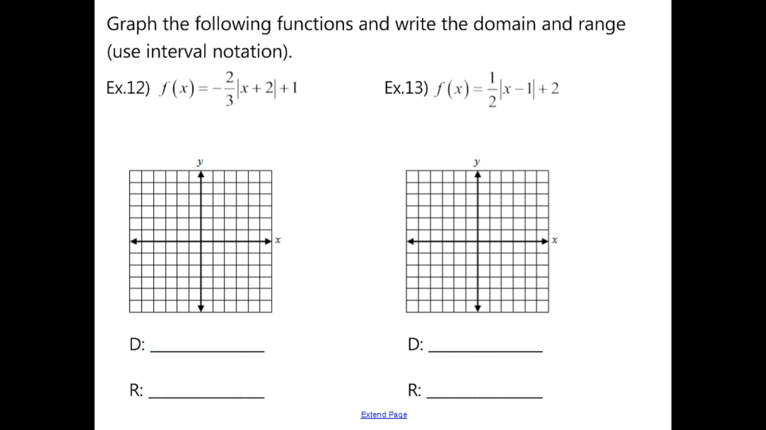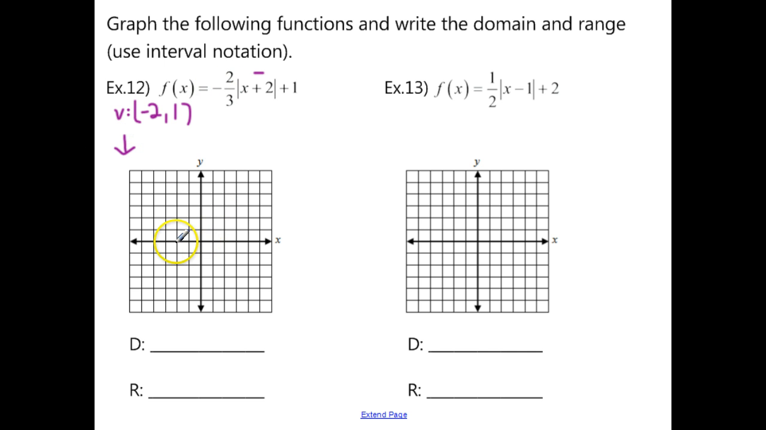All right, let's try this next example. So this is going to be the same, except we have these a values that are less than 1, so we know that they're going to be wider than our parent function. So the vertex, again, negative 2, positive 1, because this one has to be opposite. This is negative, so we're going to open downwards.